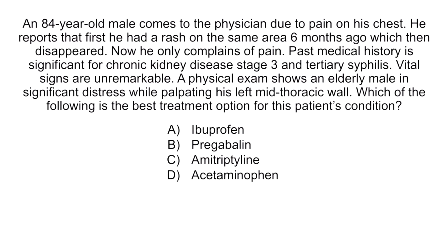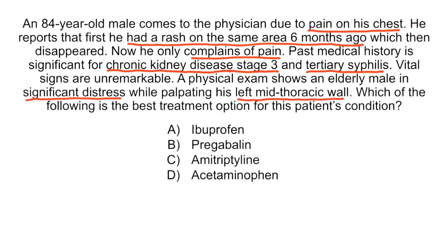So let's wrap up with a board-style question. An 84-year-old male comes to the physician due to pain on his chest. He reports that first he had a rash on the same area 6 months ago, which then disappeared. Now he only complains of pain. Past medical history is significant for chronic kidney disease stage 3 and tertiary syphilis. Vital signs are unremarkable. A physical exam shows an elderly male in significant distress while palpating his left mid-thoracic wall. Which of the following is the best treatment option for this patient's condition?